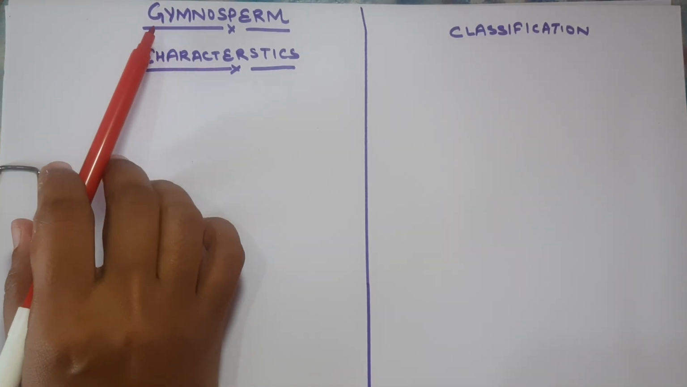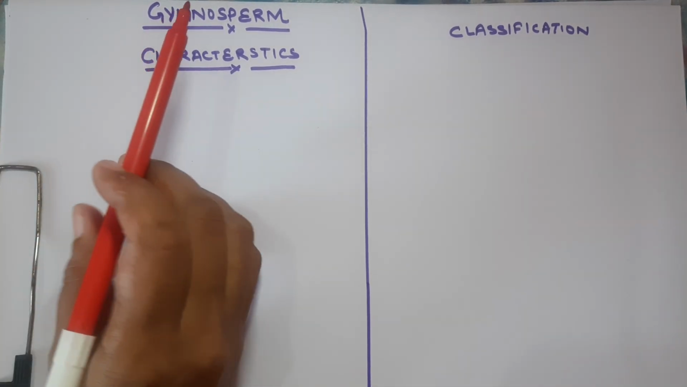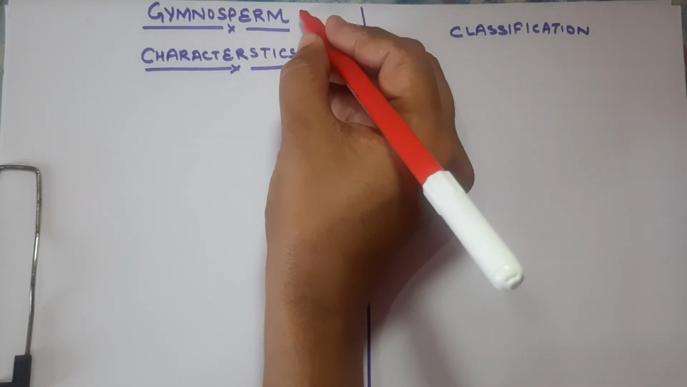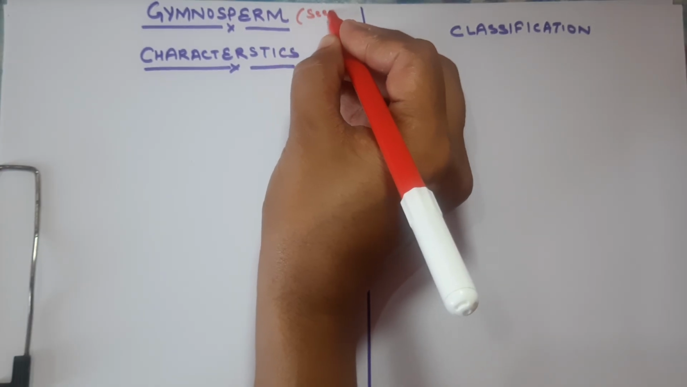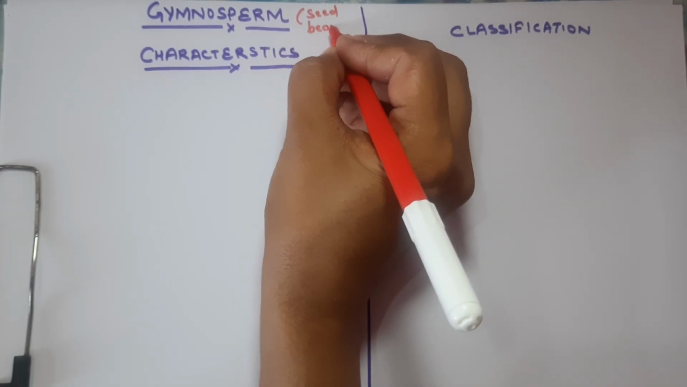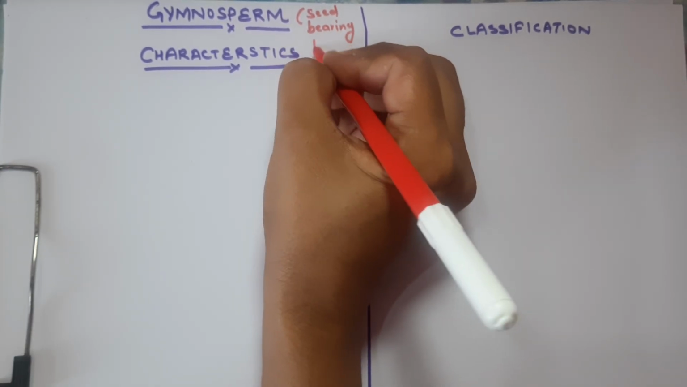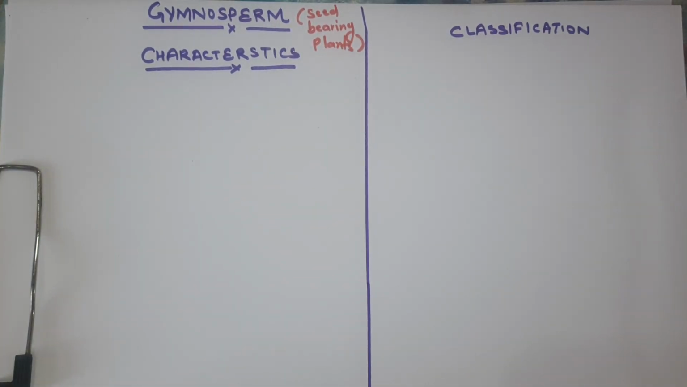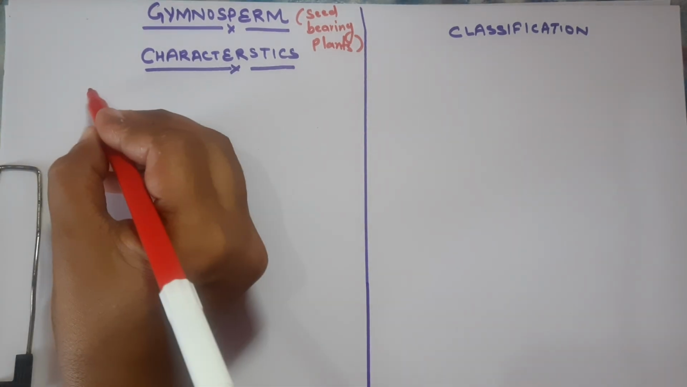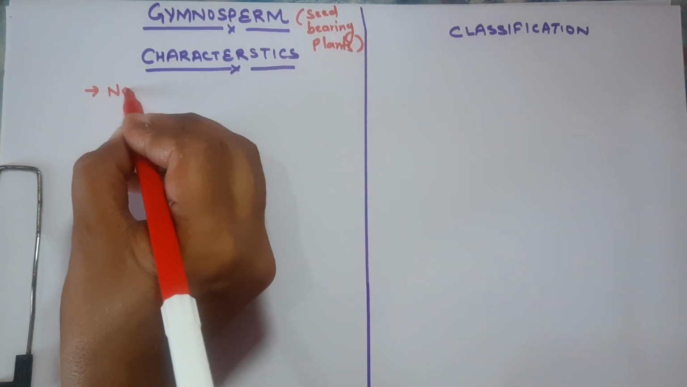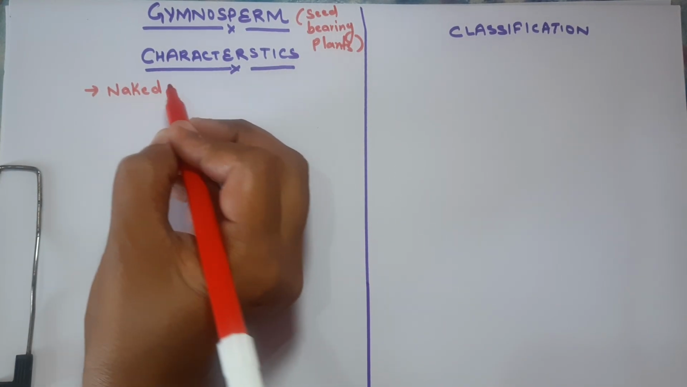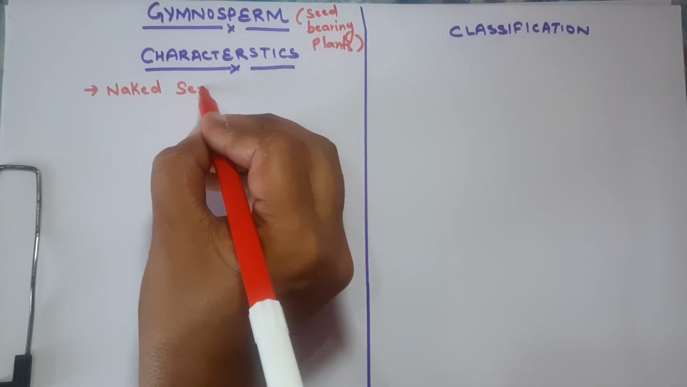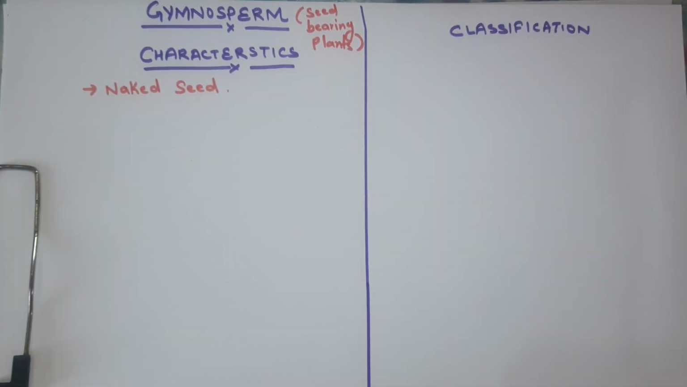So first of all, students, you have to understand that gymnosperms are seed bearing plants. So this is the chief characteristic of a gymnosperm. They produce seeds, but the seeds are naked. So what does the naked seed mean? It means that the seeds are not protected by the fruit covering.